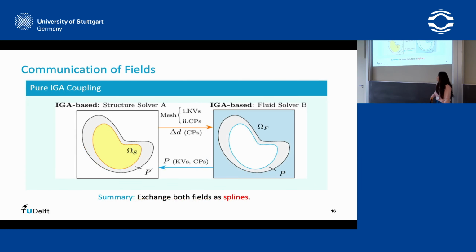The final option is the pure IGA option. You couple your IGA structure solver with an IGA fluid solver. This one is simple. From the structure part, we give the knot vector and control points and update the displacement on the control points. Then the fluid solver also sends the knot vector and the control points back, and then updates the pressure value on the control points.